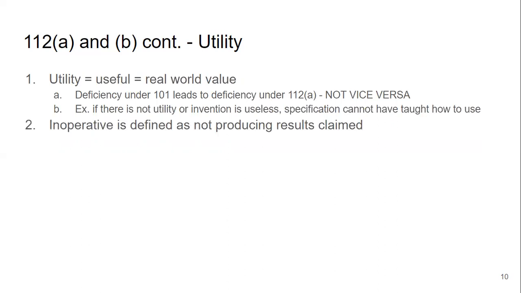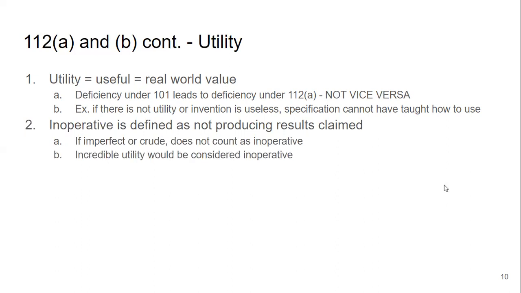But as far as going further into utility, if an invention is considered inoperative, then it would not be producing the results claimed. That's different than if it's imperfect or crude, those don't count as inoperative. Inoperative would be saying that one result is going to happen and then a completely different result happens. That would be an inoperative result.